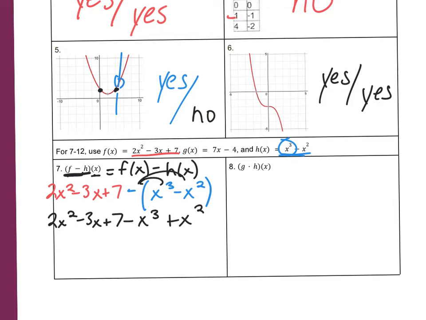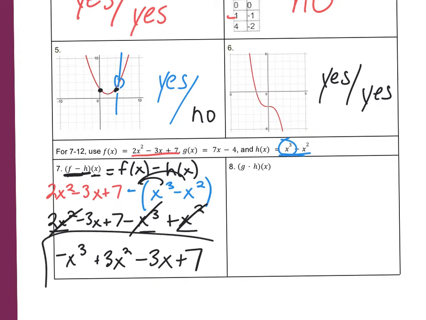Now I just want to combine like terms and write in descending order. So I just have negative x cubed as my only x cubed term. 2x squared plus 1x squared is 3x squared. And then negative 3x plus 7, don't have anything either. And that's my answer. So we're just simplifying the expression there.